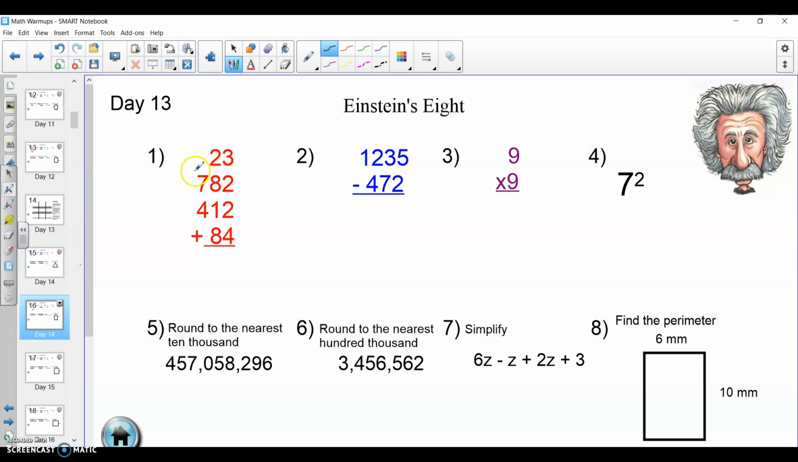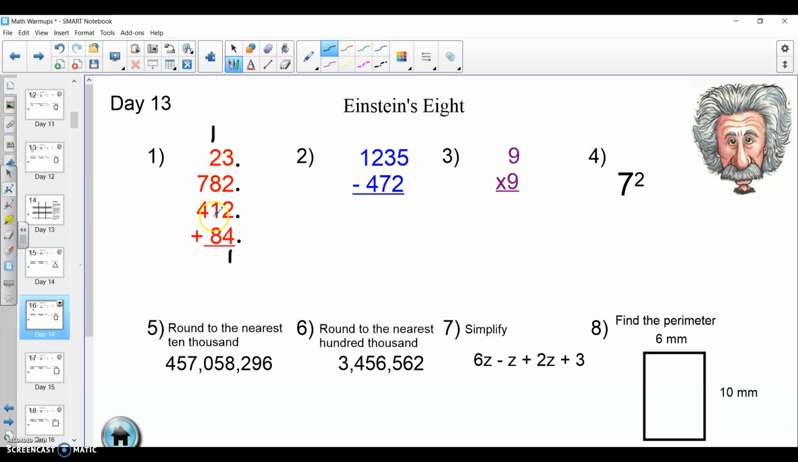All right, number one is an addition problem. 23 plus 782 plus 412 plus 84. So we are doing the ones column first. Remember, every number has a decimal. There it is. We just don't utilize them. But we know to just add up the ones. So 4, 5, 6, 7, 8, 9, 10, 11. Cannot put your 11 down. You're going to have to carry your 1 over because you have digits in the tens.